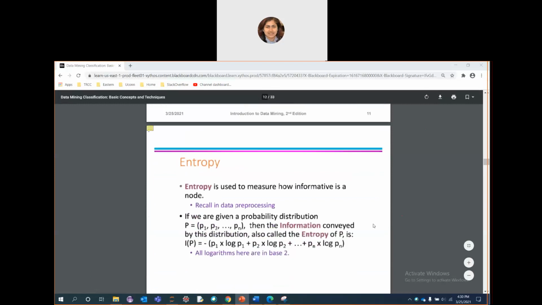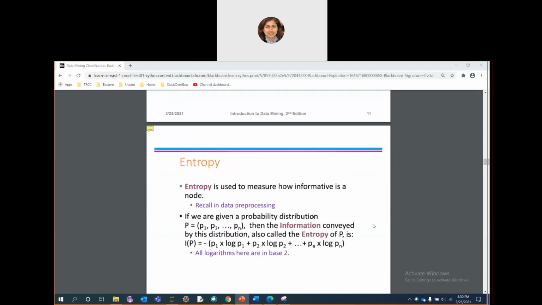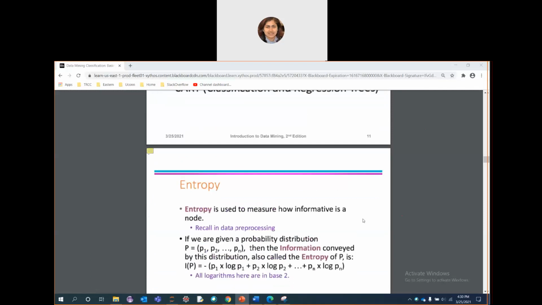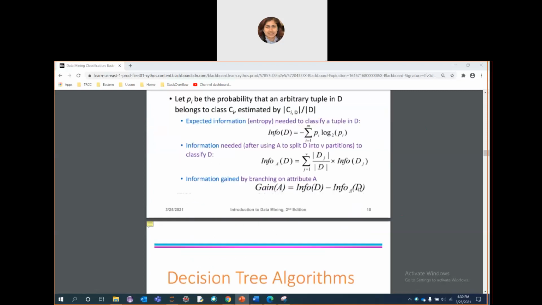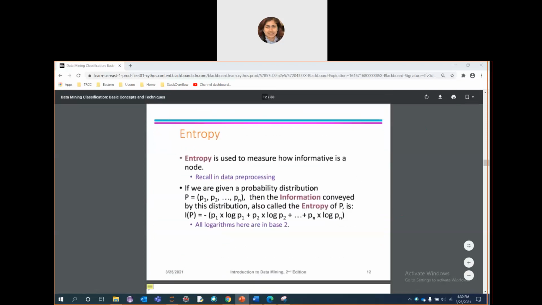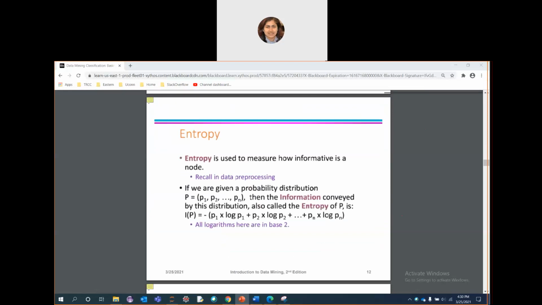So before moving on to this, let's first try to understand entropy. Entropy is nothing but this one: Info(D) = -Σ pi log pi. In layman's terms, entropy is the measure of disorder. If you find out what the measure of disorder is in the given analysis, then it will be easier for us to eliminate that disorder to have proper accuracy or an effective result.